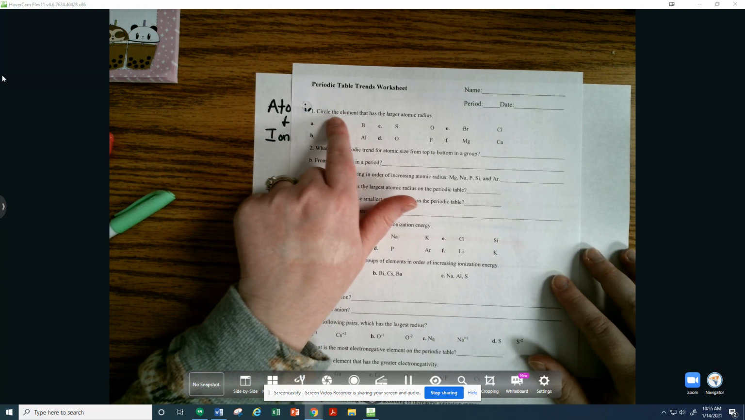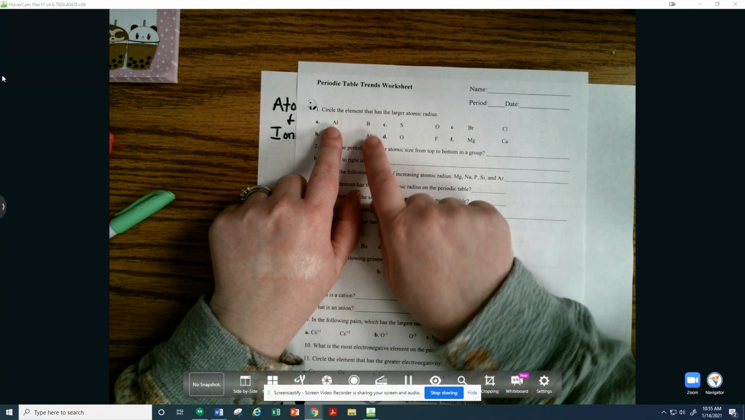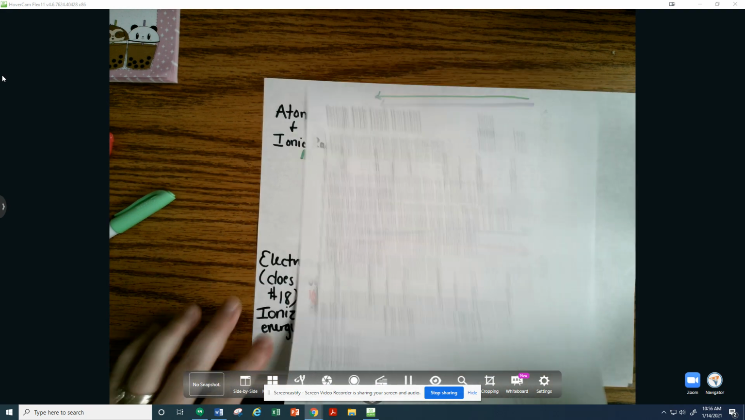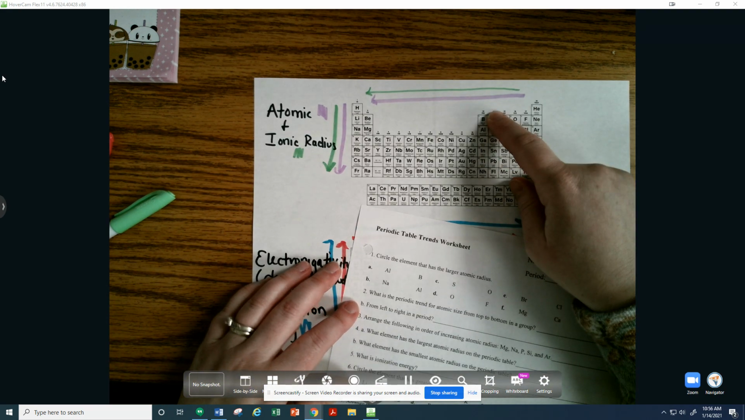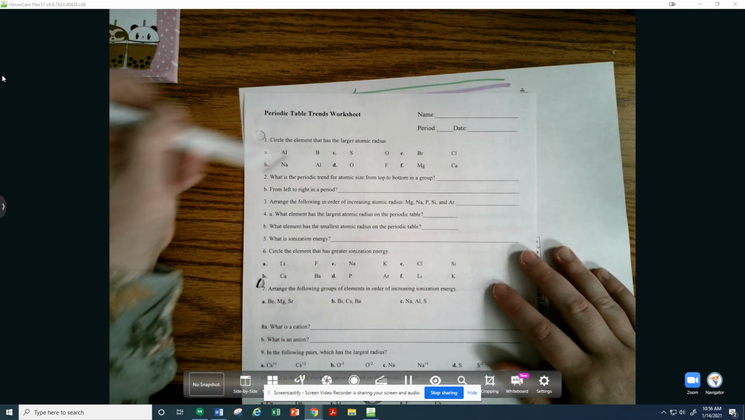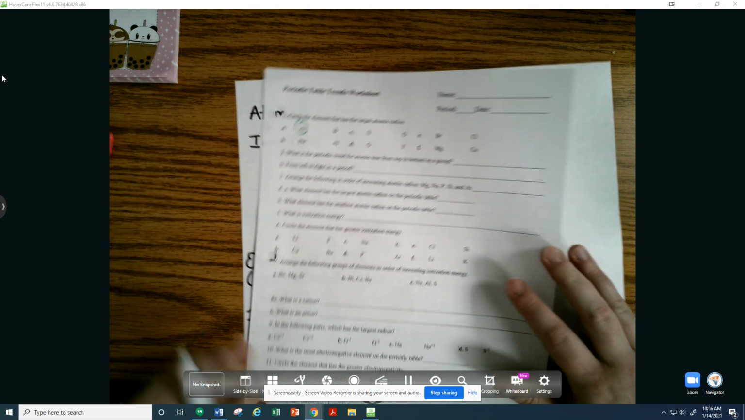But here it says circle the element that has the larger radius. So you have 2 here to pick from, aluminum or boron. So we're looking for larger. Here's aluminum, here's boron. We can see that as you move down the family, it gets larger, therefore aluminum is going to be greater in size.